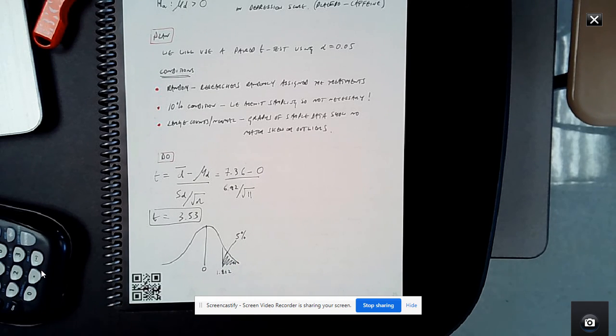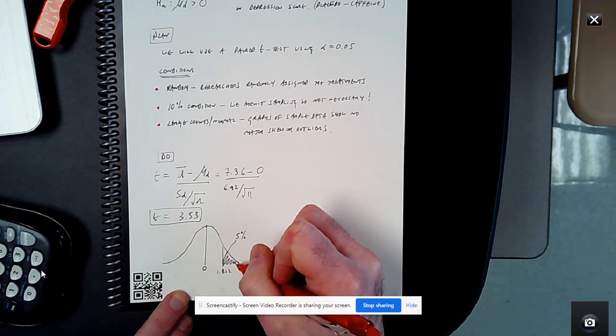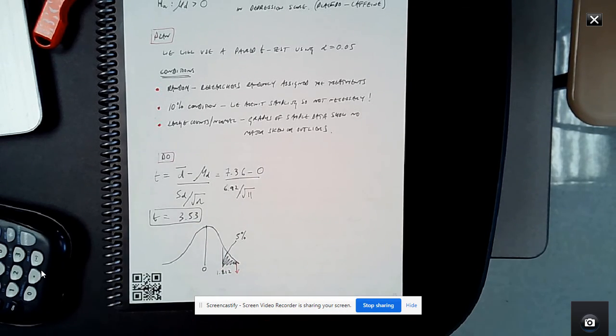Now let's have a look at that. Our score of 3.53 lies way past that in that region right there. So therefore, there is significant evidence to suggest that the lack of caffeine does seem to lead to depression.